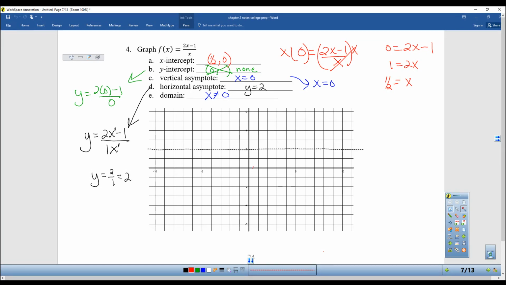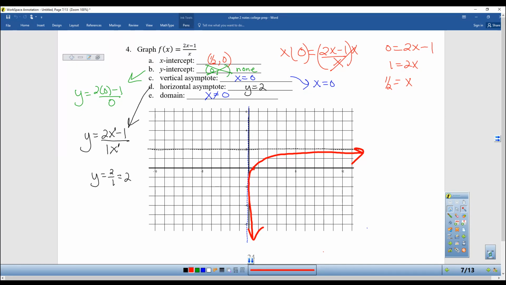Now I'm going to draw my vertical asymptote, which is going to be x is equal to 0. Now I'm going to plot my x-intercept, 1/2, 0. There's no y-intercept, but that one point is enough for me to graph this entire branch. I follow the asymptote, I go through the point, and then I follow the asymptote.